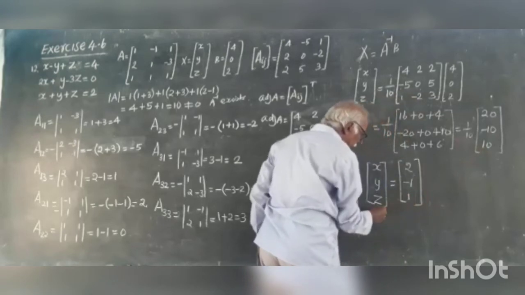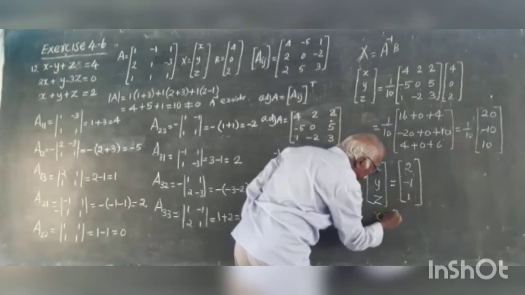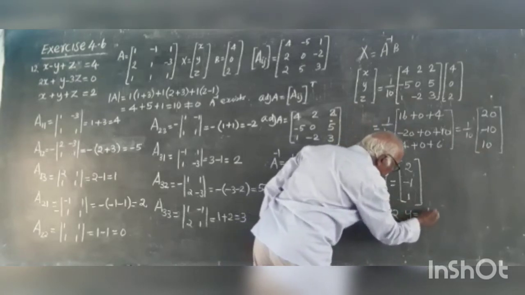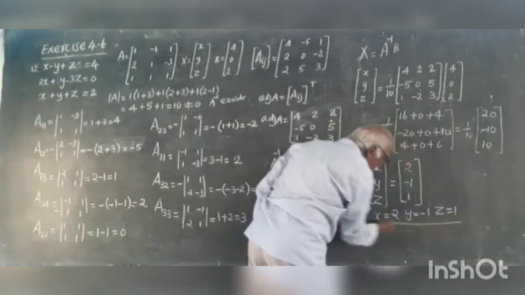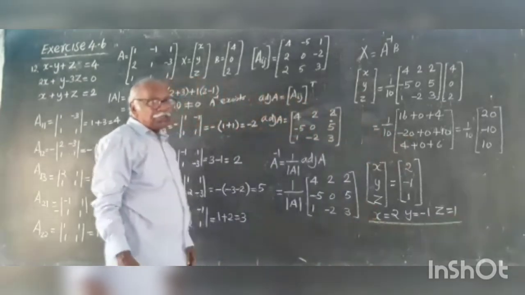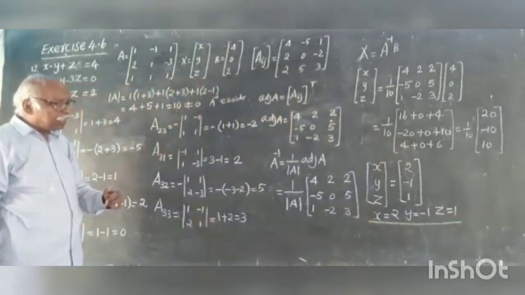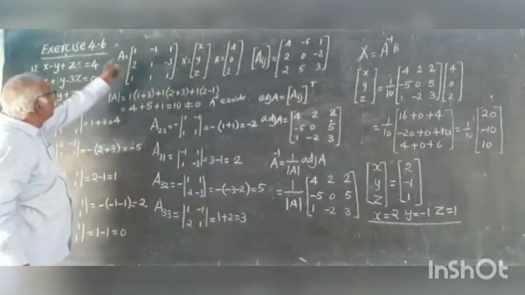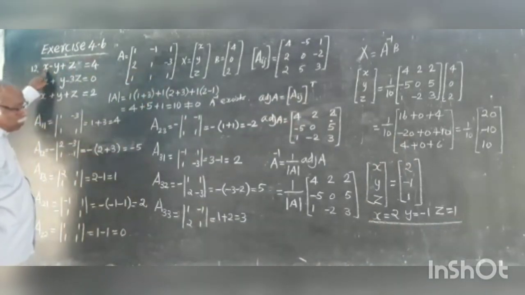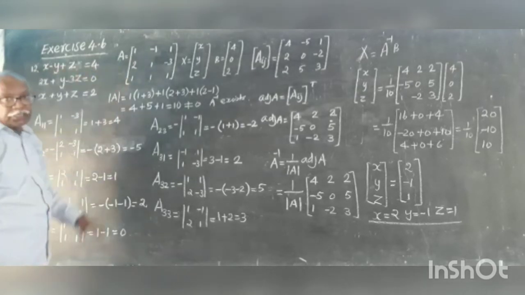So, x is equal to 2, y is equal to minus 1, z is equal to 1. If you want to check, satisfy any one of the equations. x is equal to 2 minus of minus 1, 3 plus 1, 4. So, the answer is 4.